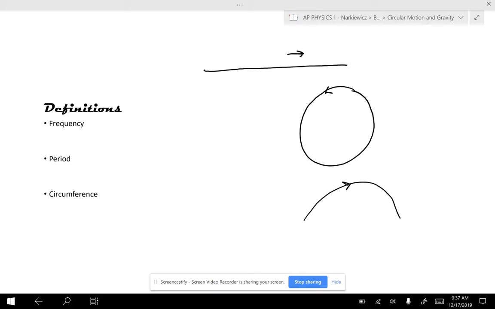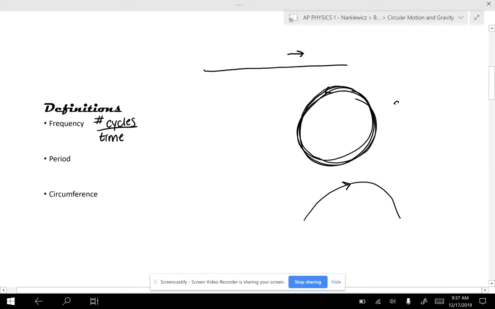If we talk about the frequency, that is the idea of the number of cycles over a specific amount of time. So let's say I go around this circle 1, 2, 3 times in 30 seconds. My frequency would be 3 over 30, which would give me a frequency of 0.1, and the unit is 1 over a second, or as it's better known, a hertz.